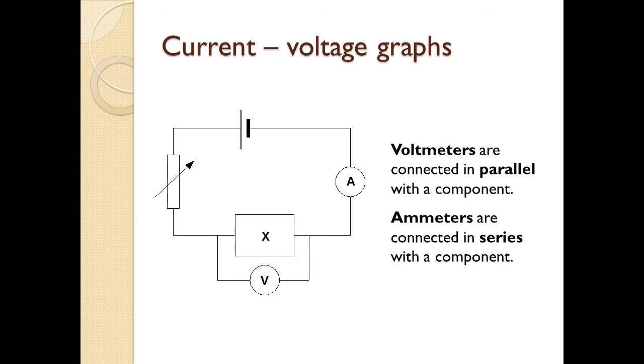You need to be able to produce a current voltage graph for any component. This circuit uses a battery and a variable resistor to adjust the resistance here, and that will change the current passing through the circuit. An ammeter is connected in series with the component to measure the current through it, and a voltmeter is connected in parallel with it to measure the voltage across it. You need to know that voltmeters go in parallel and ammeters in series.